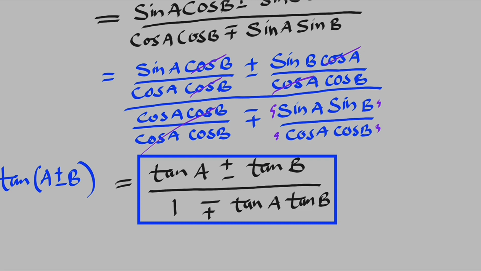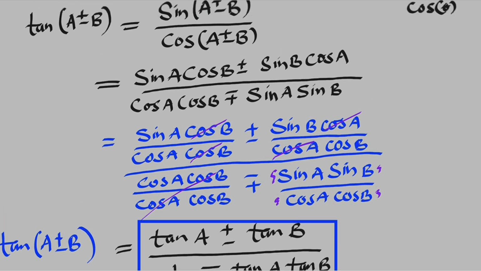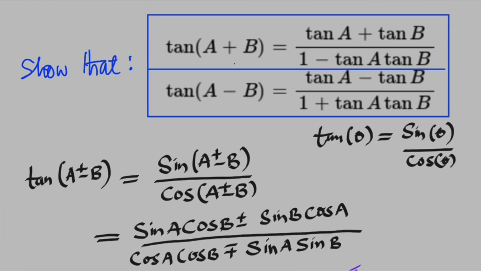So let me differentiate the two for you. From the left hand side, if you have addition, then use addition to the top and subtraction to the bottom. But if what you have is tan(A - B), then you use subtraction to the top and addition to the bottom. But all other things remain the same. Hence proof, you can see what we have earlier is these expressions, and we have proven that.